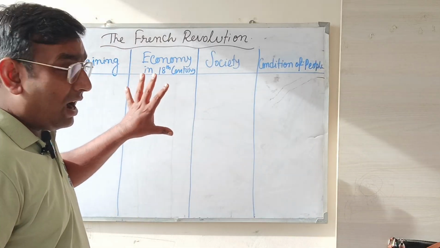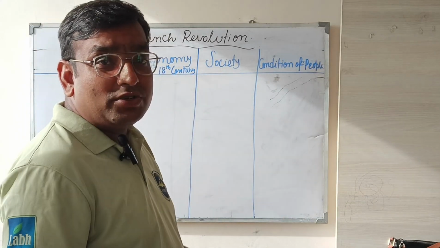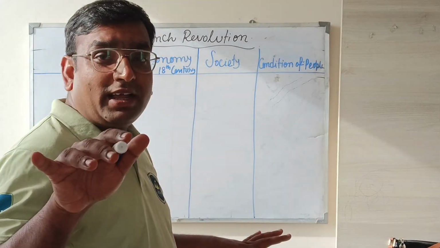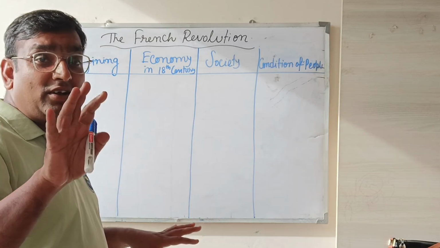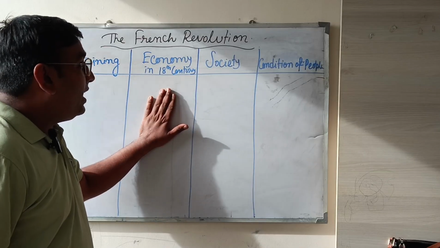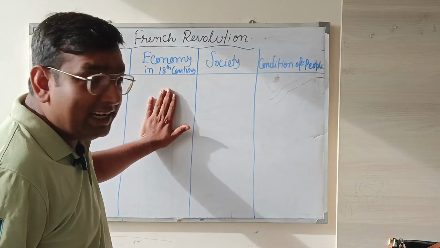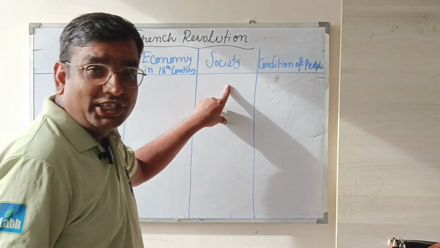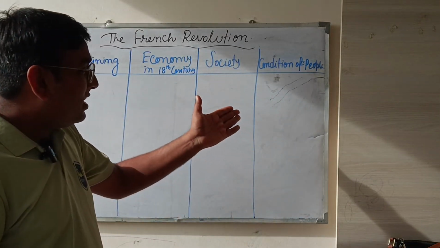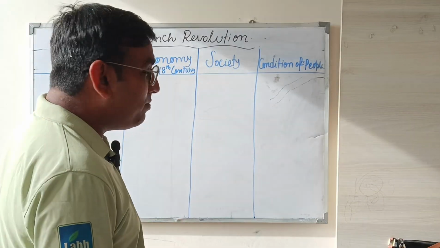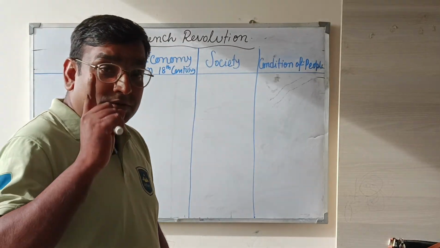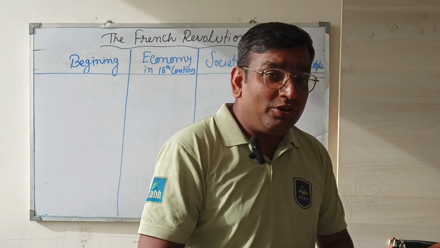So that's our starting topic, the French society in the late 18th century. We have divided this topic into four items. Number one, beginning of the revolution. Number two, economic conditions of France during the late 18th century. Number three, societal conditions. And number four, condition of the people. And another aspect, which I have not written due to the shortage of space on the board, is the growth of the middle class. So we are going to start the first topic, the French Revolution.